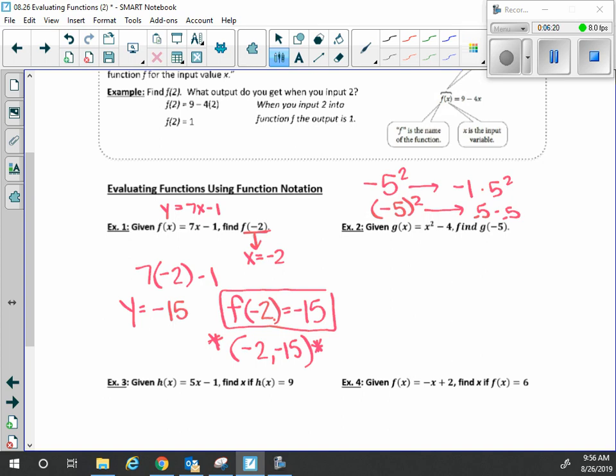So that being said, if I square negative 5, I get positive 25 minus 4 is 21. So my output, or g of negative 5, equals 21. What would that ordered pair be on the graph? (Negative 5, 21). Very good.